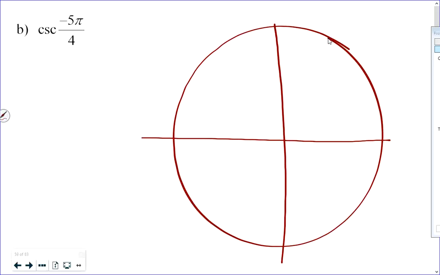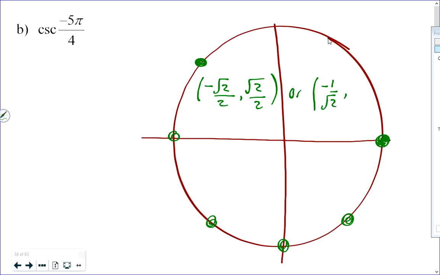So negative 5 pi over 4. 5 pi over 4 is multiples of pi over 4, which is 45 degrees. There's negative 1, negative 2, negative 3, negative 4, negative 5 pi over 4. And everybody should know the coordinates here are negative root 2 over 2, comma, root 2 over 2. Are you with me on that? Okay. Or negative 1 over root 2, comma, 1 over root 2. You can use either one. Doesn't matter.